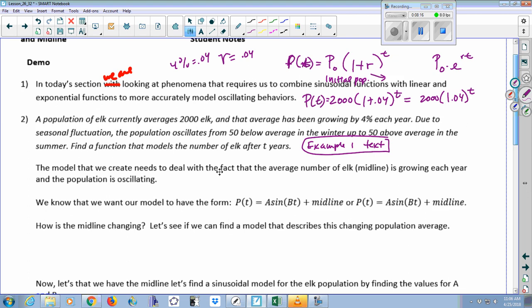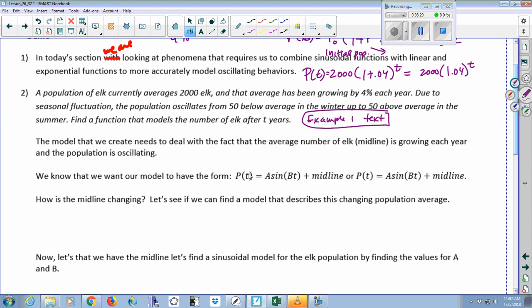All right. So the model that we need to create needs to deal with the fact that the average number of elk, which we've been calling our midline, is growing each year. And then on top of that, the population's oscillating based on that midline. So we've got two things we have to account for, right? It actually is fun when you think about it.